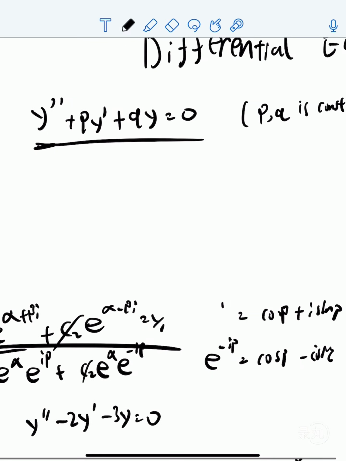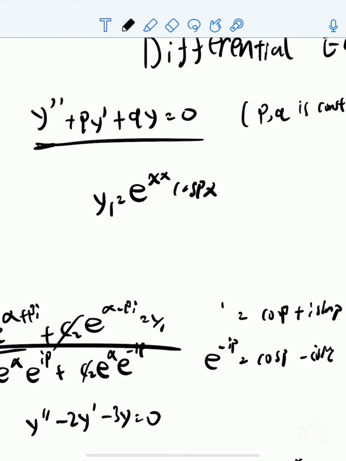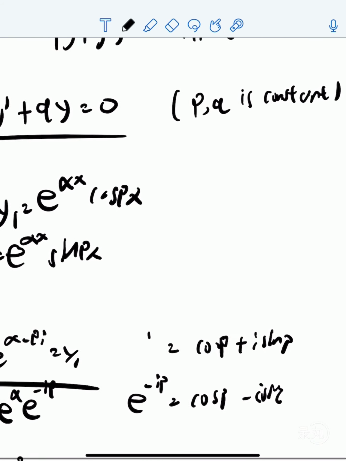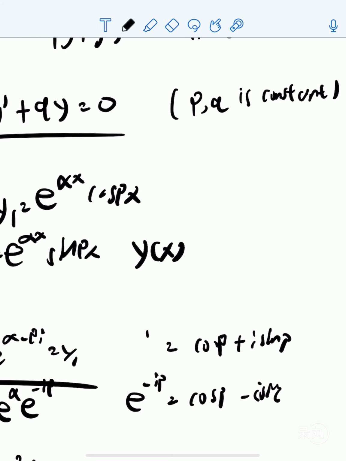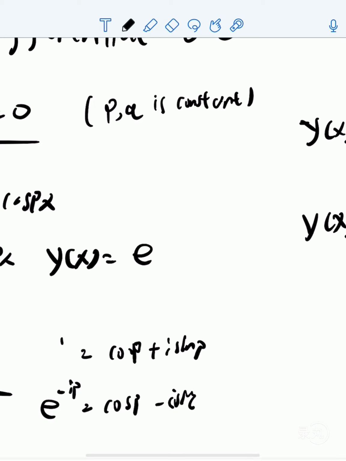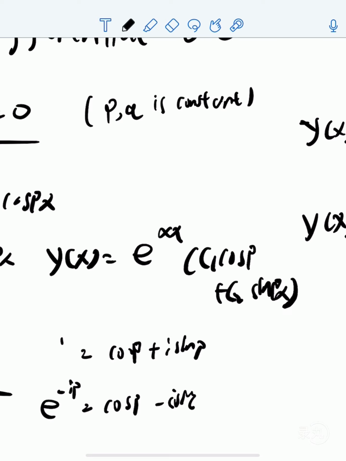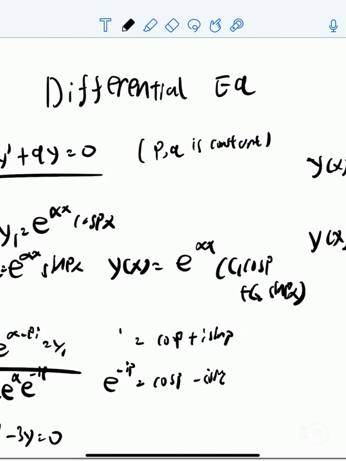And now we can see that the first solution, y1, let me write it out again, and y2. And the general solution now is equal to e^(alpha x) times (c1 cosine beta x plus c2 sine beta x).